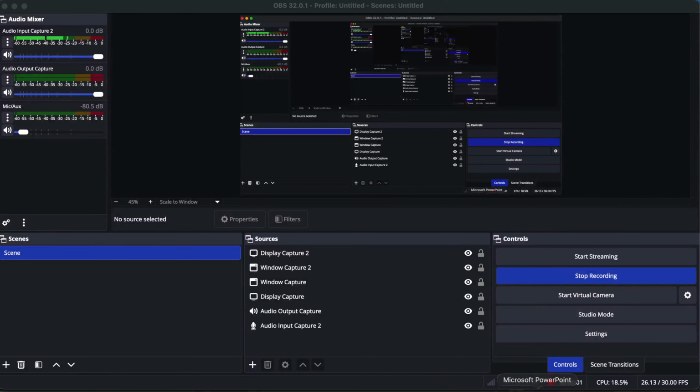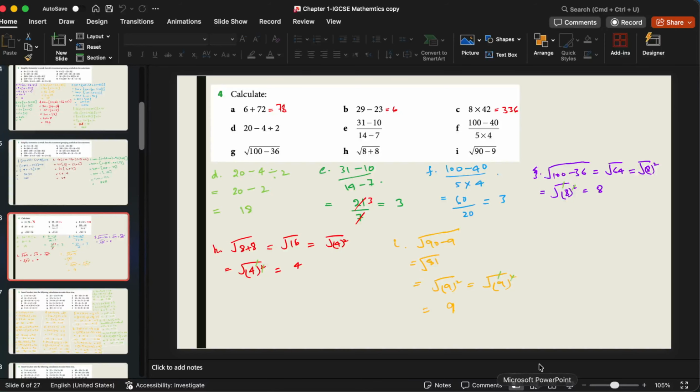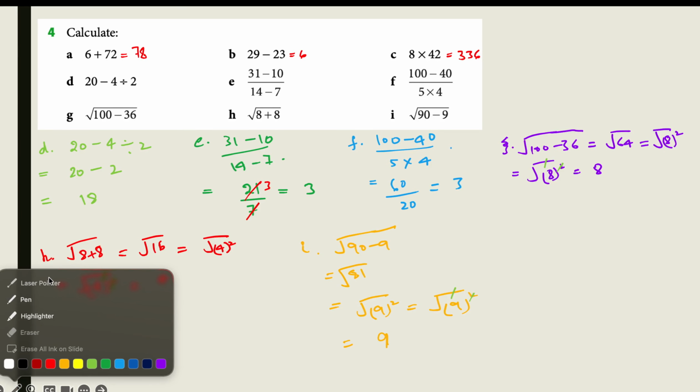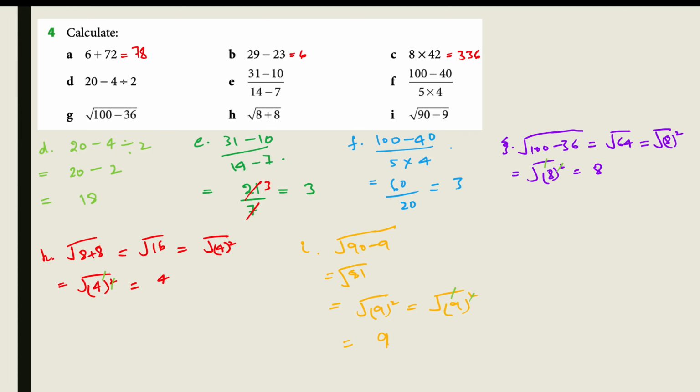Question number 4 of the exercise, we have different expressions that we have to calculate. These are some simple ones, and they are of different types, you can say. We have simple addition, subtraction, multiplication, division, roots, and rational expressions involved. So taking a start with the very first one, we have 6 plus 72.